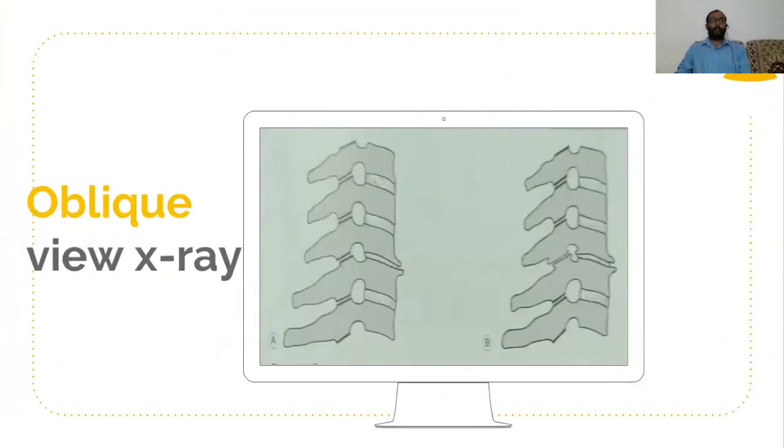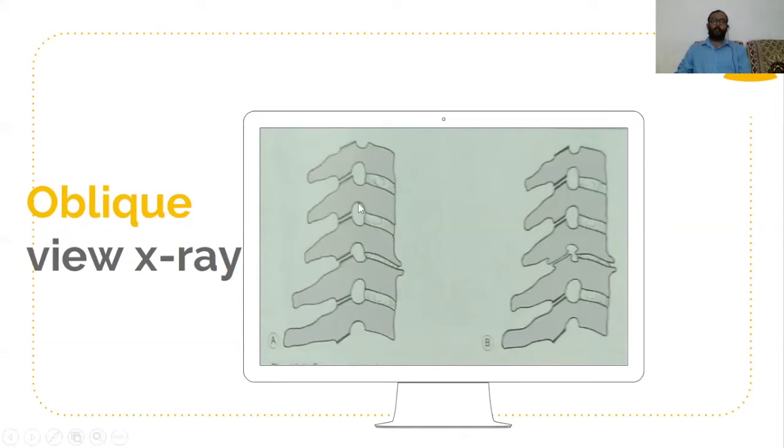This is an oblique view X-ray of the cervical spine, in which we shall be able to see the neural foramen. The oblique view shall be prescribed like this in the cervical spine: AP oblique or PA oblique, left or right 45 degree. AP oblique, right 45 degree, or AP oblique, left 45 degree. PA oblique, right 45 degree, or PA oblique, left 45 degree.